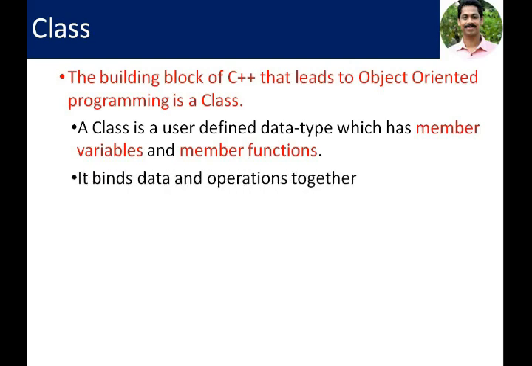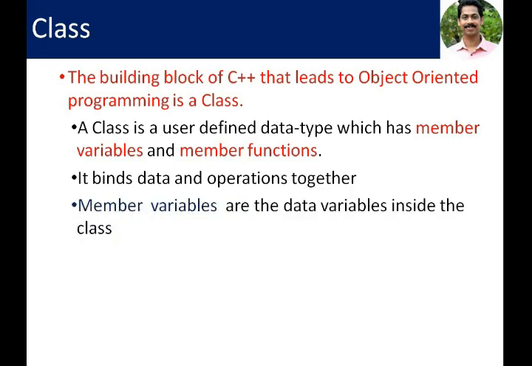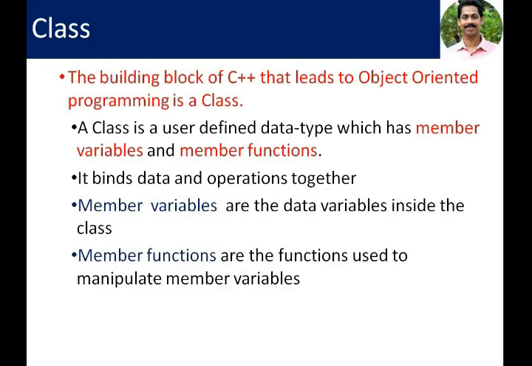It binds data and operations together. Data means variables, operations means functions. So it's a combination of data and operations. That means it is a combination of member variables and member functions. A binding of data and operations together is performed in a class definition. Member variables are data variables inside the class. Member functions are the functions used to manipulate these member variables. That means we can access these member variables through member functions.